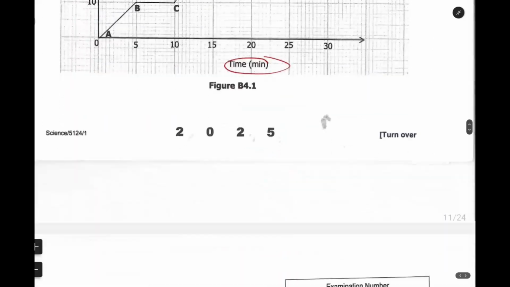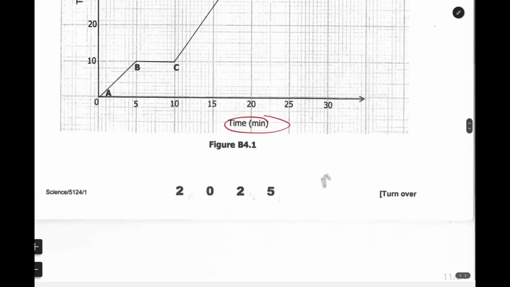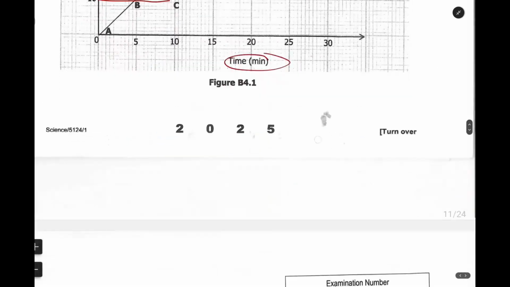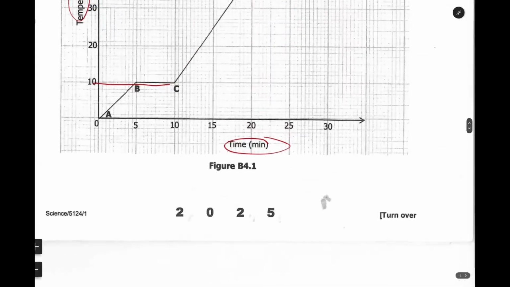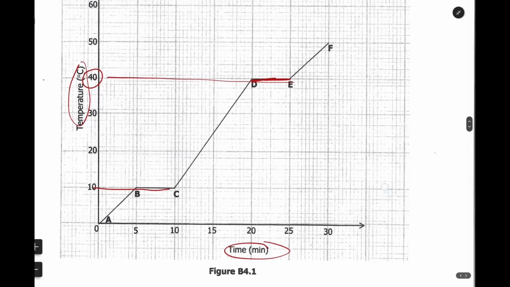What was the boiling point of the substance? You know that the first part is the melting and the second part is the boiling. So the boiling point was 40 degrees Celsius. At what temperature will the substance exist as both liquid and gas? Both liquid and gas is the boiling point also, so it is D and E. At this point, that is where it will exist as liquid and gas.